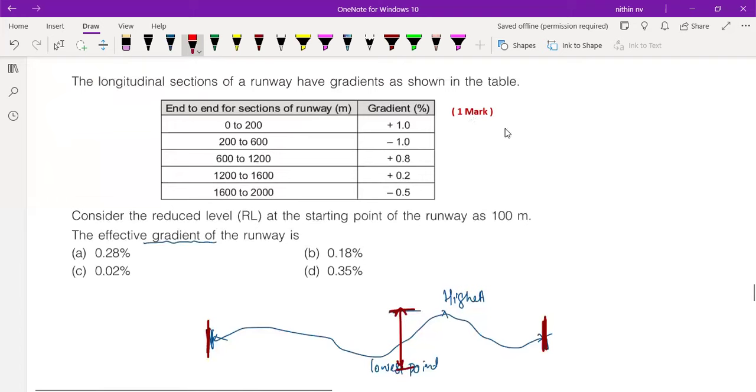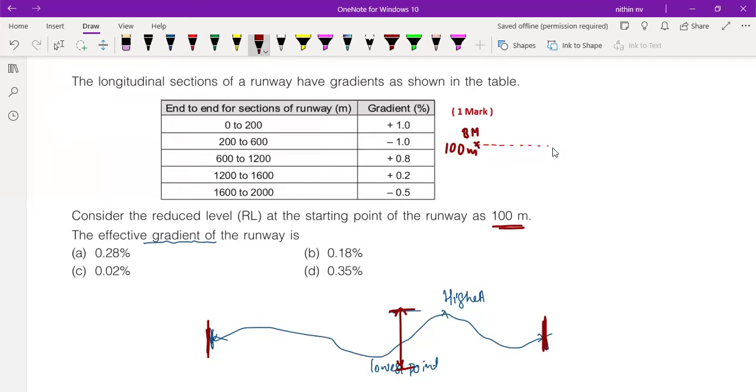What they told is, for the first 200 meter, the gradient is 1%, which is positive, which means what? The ground is moving upward. Let me just take a reduced level of 100 meter here, just as an example. We can take 0 meter also, anything like a benchmark, which you have studied in survey. I'm just taking 100 meter, let it be. It's not mandatory to take 100 meter. It's just an assumption.